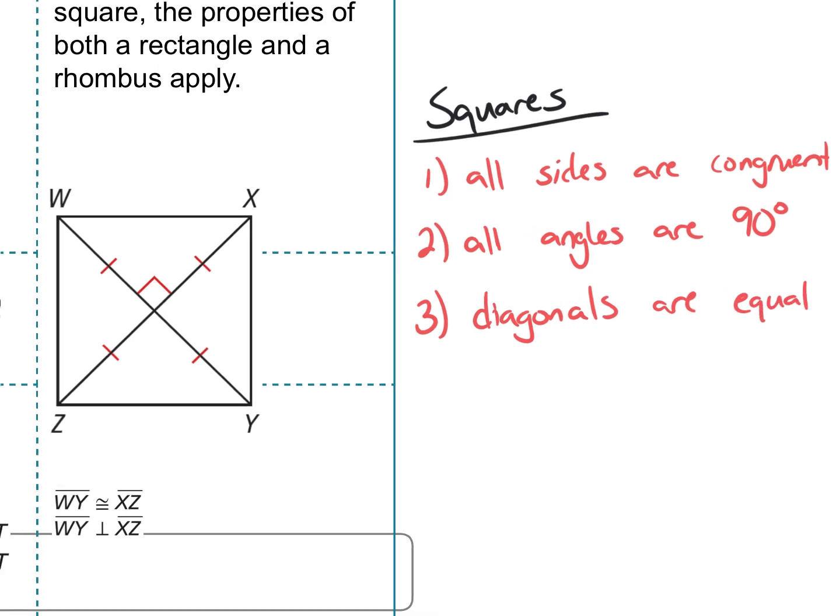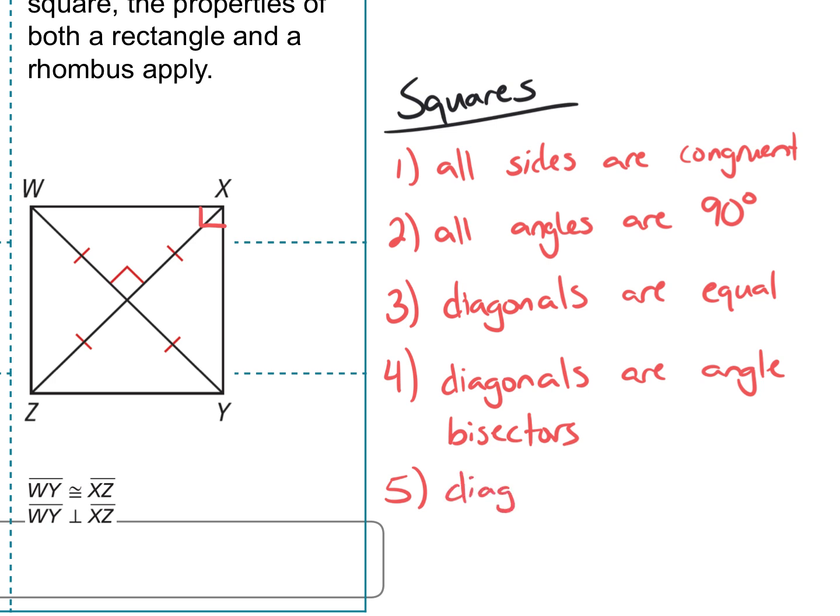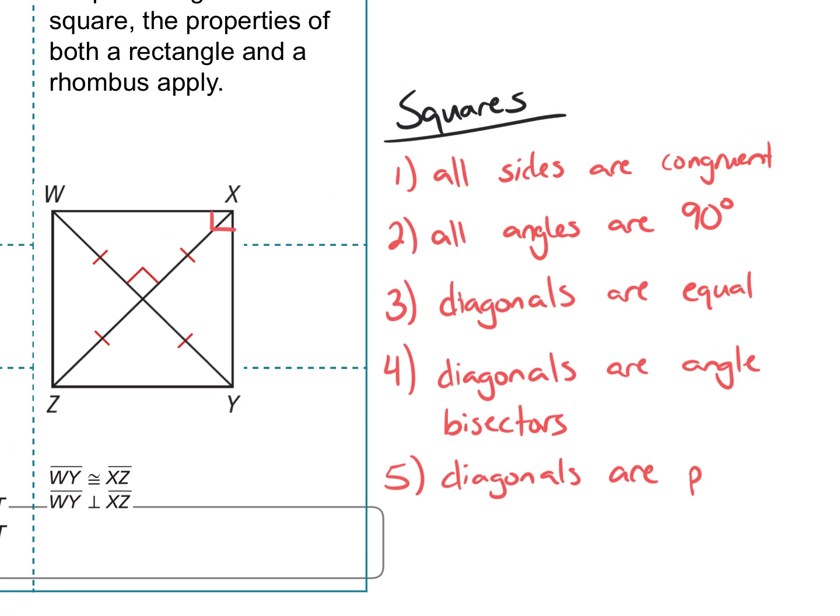What else do we know about the diagonals? Looking at that image. They are angle bisectors, and they make a 90 degree angle and bisect each other. What's that called? Starts with a P. There we go. Yep. Perpendicular bisectors.